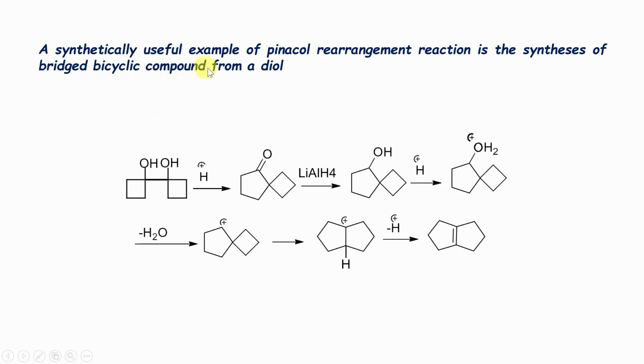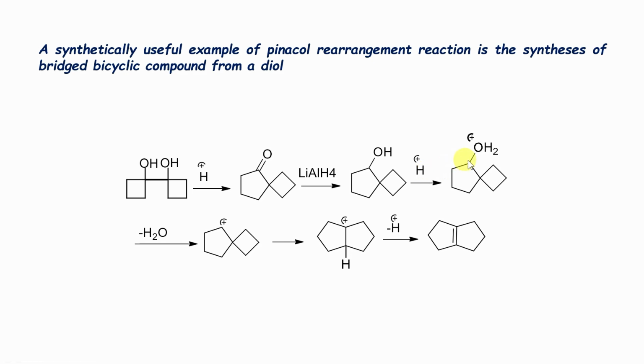Okay, a synthetically useful example of the pinacol rearrangement reaction is the synthesis of a bridged bicyclic compound from a diol. You can see it is a bridged bicyclic compound which is formed from this diol, pinacol, through the Pinacol-Pinacolone rearrangement. By the Pinacol-Pinacolone rearrangement of this diol, we will get this pinacolone. This pinacolone, on reduction with lithium aluminum hydride, gives this alcohol. This carbonyl group gets reduced to form this secondary alcohol by the lithium aluminum hydride.